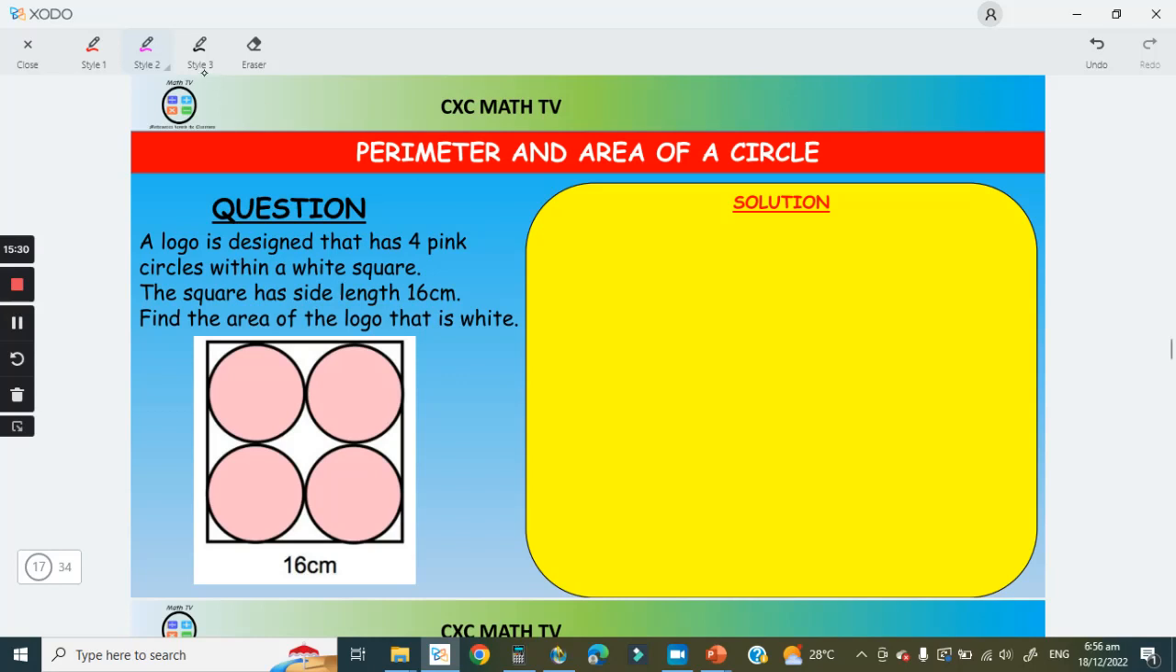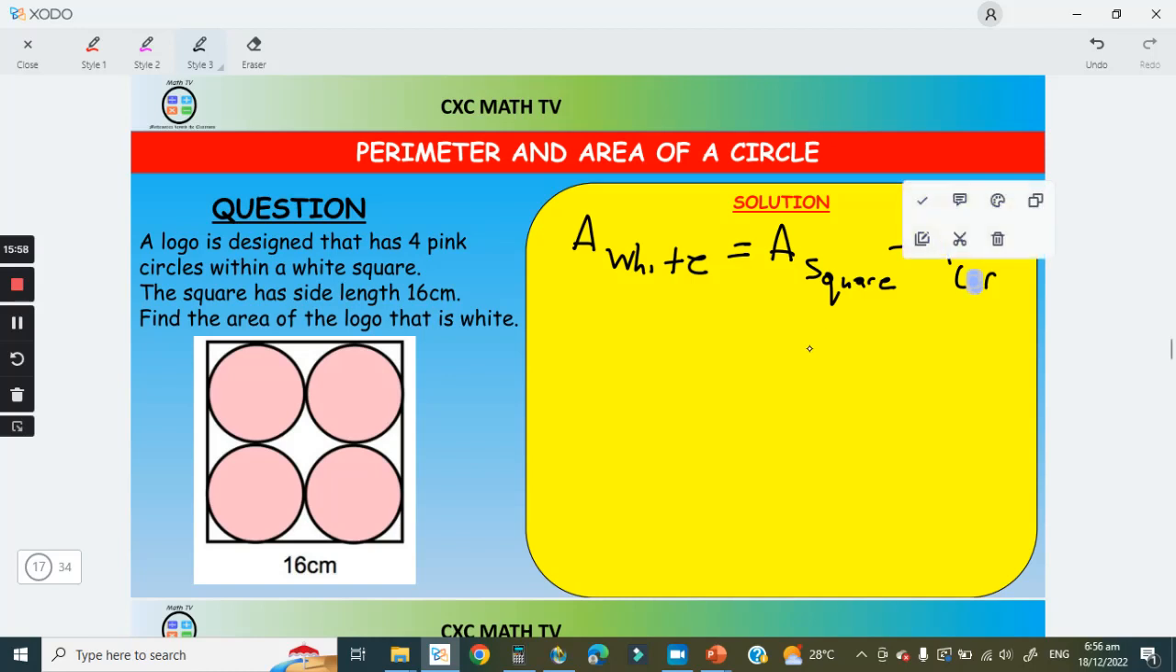All right, let's go. As you paused the video, you needed to find the area of the white piece. First thing we realize is that we can just find the area of the square and then subtract the area of the four circles. If we find the area of the square and then minus the area of the four circles, wouldn't that give us the white piece? Definitely. But look at this. The area of the square is 16 squared, length squared, that's 256 centimeters squared.